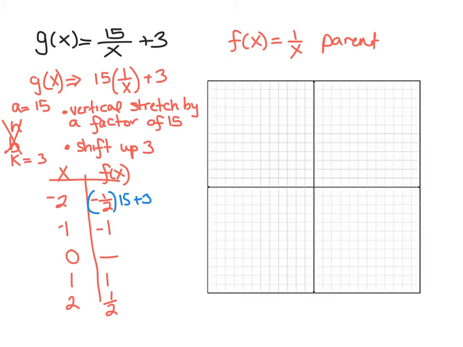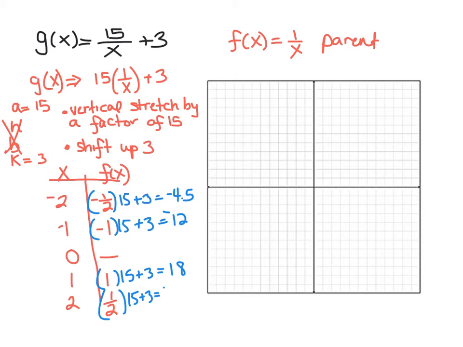All right, so that's going to be -7.5 plus 3 is going to be -4.5. I'm going to go decimal format. It'll be easier on my brain to graph. -15 plus 3 is -12. And then 1 times 15 is 15 plus 3 is 18. And 1/2 times 15 is 7.5 plus 3 is 10.5. Okay, so here's my new ordered pairs.